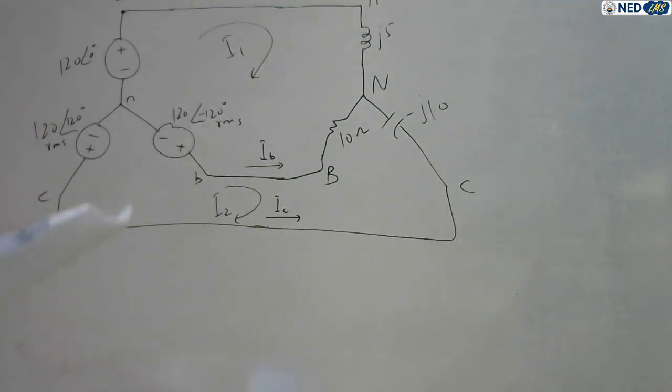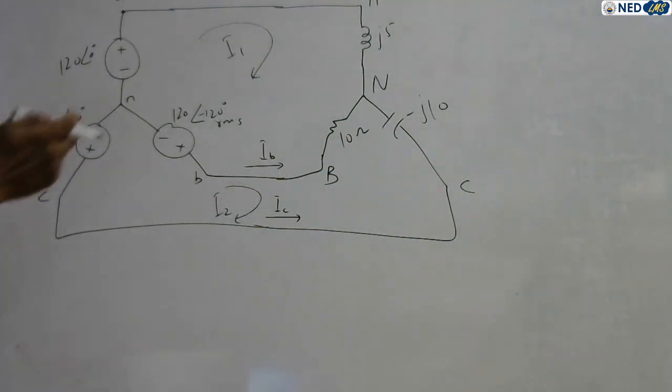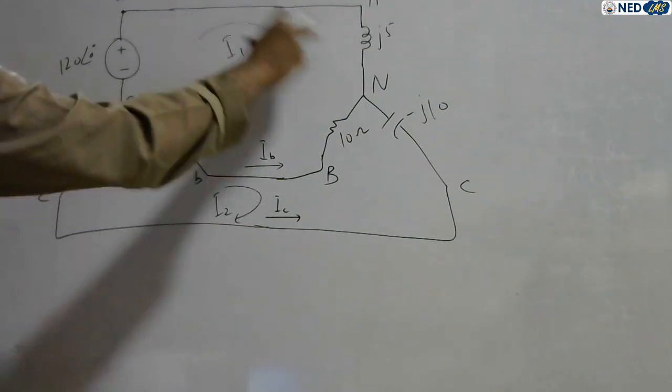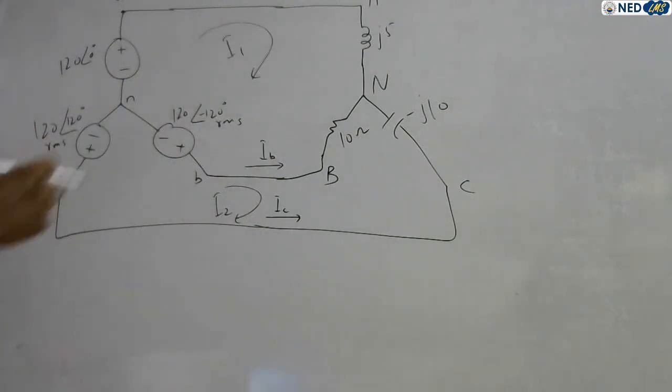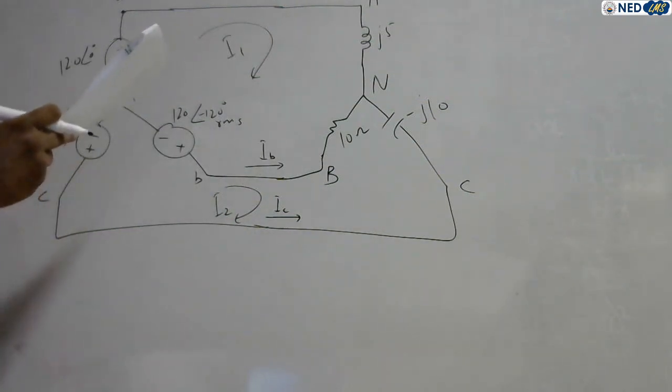So we use mesh analysis to find the required currents. See, this one is a complete mesh. Mesh means closed path. This one is mesh 1, this one is mesh 2. So use mesh analysis to find the current.